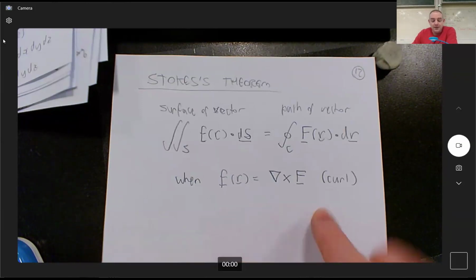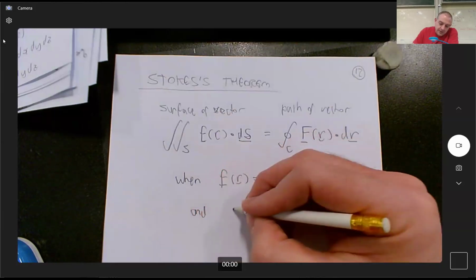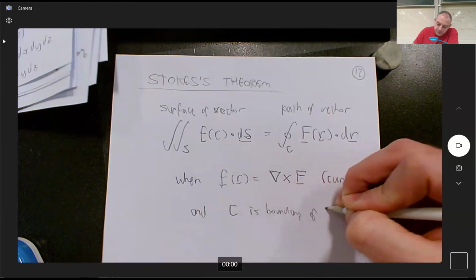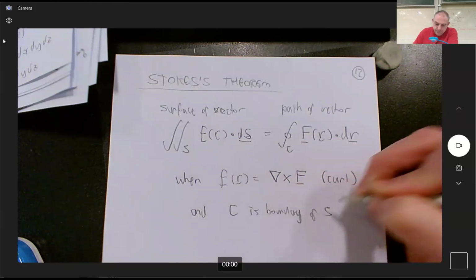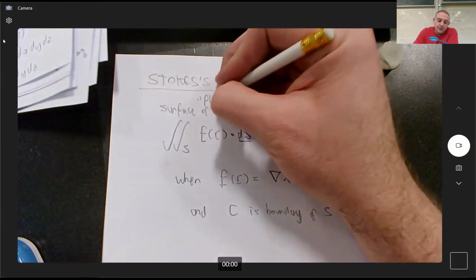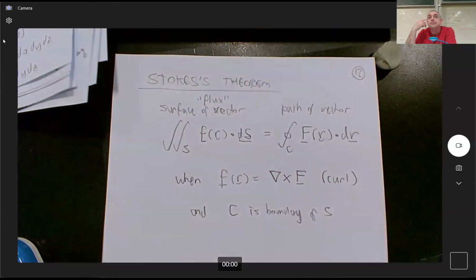So when this is that, and C is the boundary of S, by the way, a surface integral of a vector is called a flux, because physics.